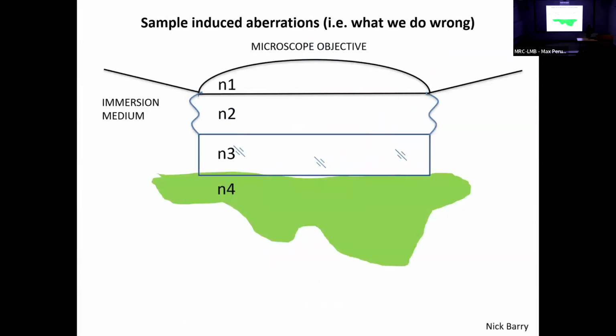So if we think about the typical sample, we start with the objective. It's got its own refractive index for its last optical element. We've got some immersion medium, oil or air. That's got a refractive index. We've got a cover slip. We've got a sample. We've got this complex structure in terms of refractive index, which we could consider as a bunch of slabs.